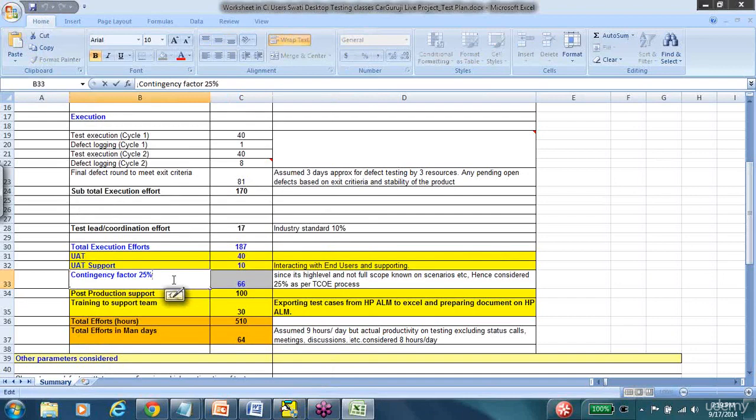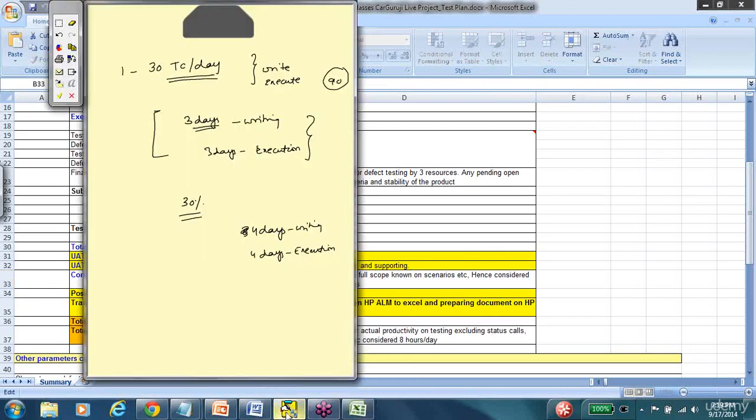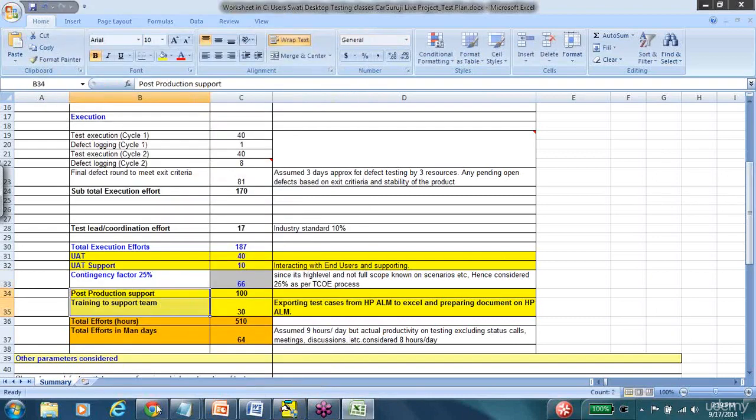So here in this particular company, it was 25%. This is again subject to change. 30% I normally do. Depending on the client, sometimes it might be 25. Sometimes we might have to provide post-production support. Sometimes we have to train the support team on how to use the system. So if any of these additional activities are present, we can list them out.